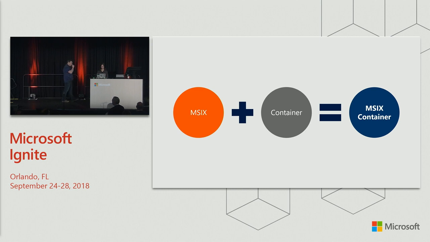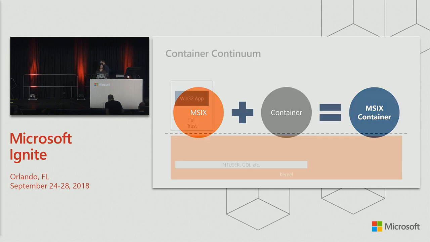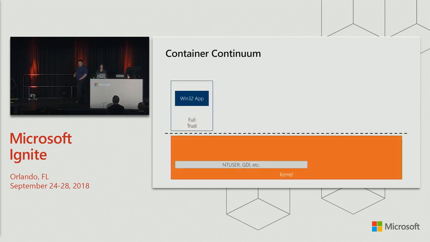So I talked a little bit about containers earlier, and a lot of people are like, okay, I get containers, but what does it really mean to me, and how are they different across how I use different apps? So if we look at a Win32 world, on my container continuum, Win32 just kind of ran wild. It could do whatever it wanted to. It ran full trust, had access to NT-user, GDI, and all that type of stuff.